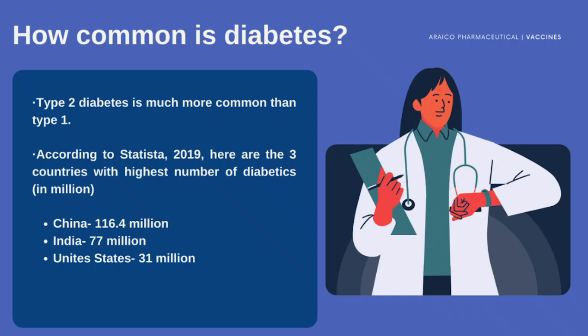So also according to Statista in 2019, here are the three countries with the highest number of diabetics. First is China with 116.4 million, second is India with 77 million, and pang third is the United States with 31 million. So that's it for the brief overview for diabetes mellitus.